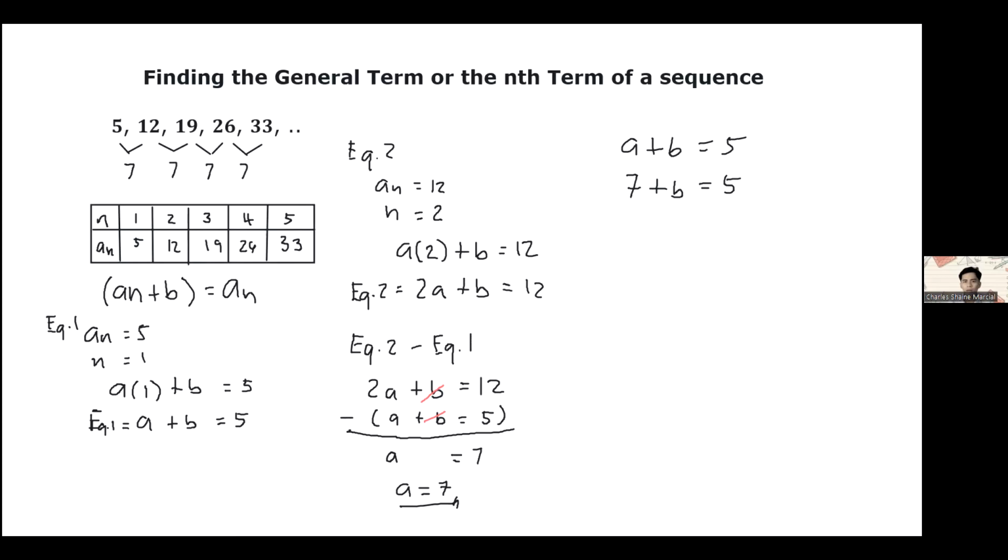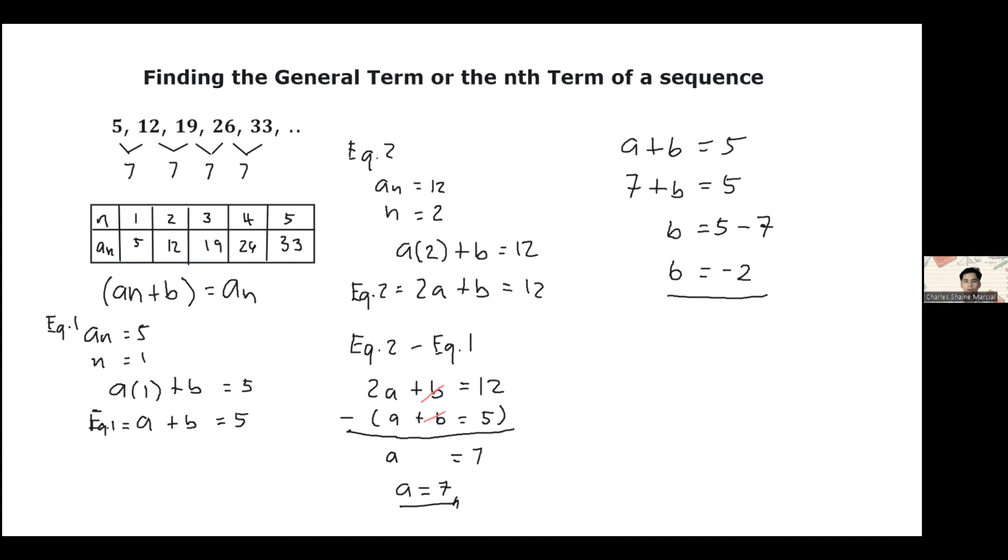Now, para makuha natin si b, itong 7 ililipat natin dito sa kabila. So we have b is equal to 5 minus 7. Bakit naging negative 7? Kasi kapag nililipat natin yung isang number sa kabila, papalitan natin yung sign niya. So from positive, naging negative. So b is equal to 5 minus 7 is equal to negative 2.